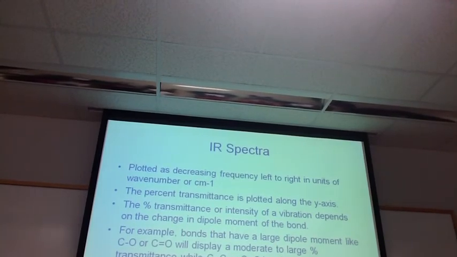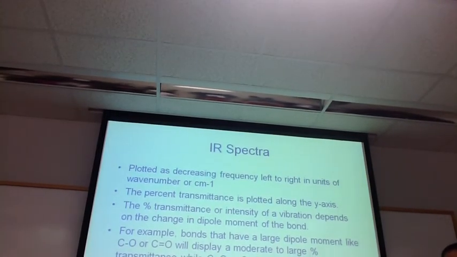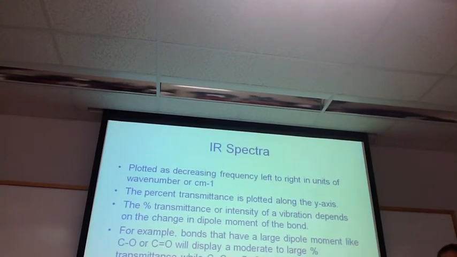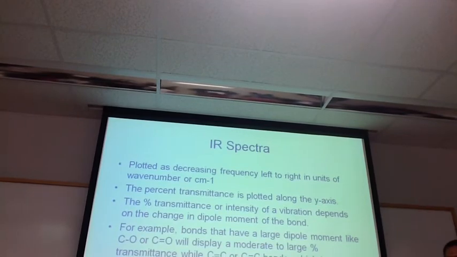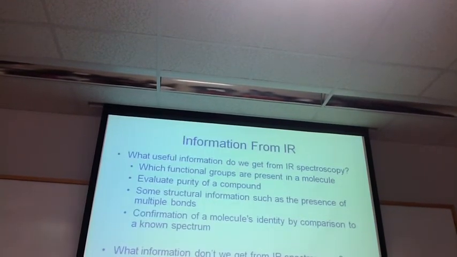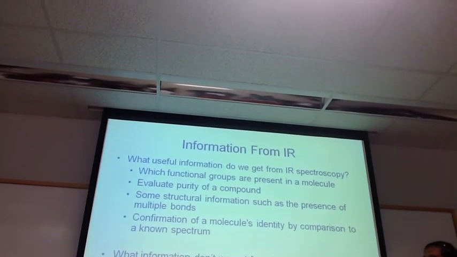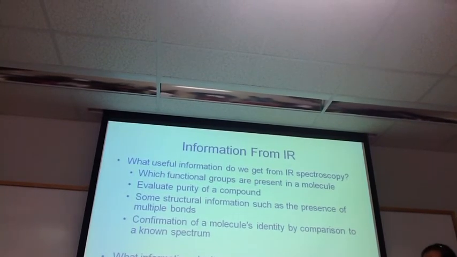Things like C double bond C will not have much of a dipole, since they're bonded to the same atom, right? So those will have really small peaks. There are strong peaks, medium peaks, and small peaks, and that will depend on the dipole moments of your functional groups. The types of information you can get from IR is obviously the functional groups, and just like your NMR, you can also identify the purity.